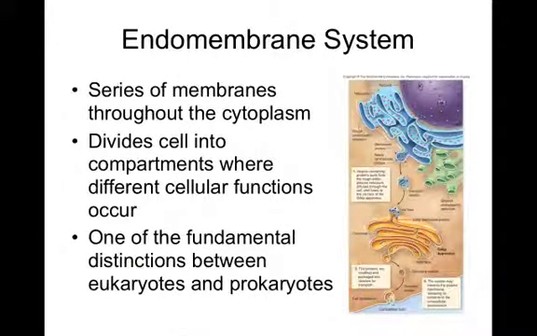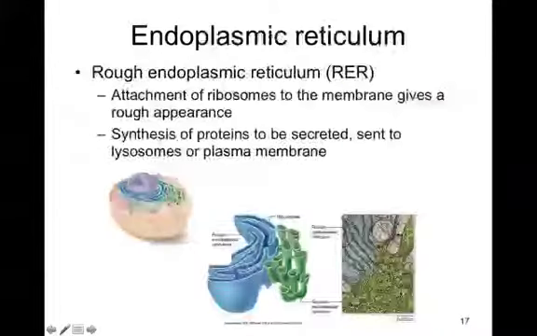Now, the endomembrane system is a series of membranes that's arranged throughout the cytoplasm, and it divides the cell into compartments where different cellular functions occur. This is one of the fundamental distinctions between eukaryotes and prokaryotes, as prokaryotes don't have any endomembrane-bound organelles. The components that we'll examine in this section involve the endoplasmic reticulum that's found continuous with the nucleus, and the Golgi apparatus, as well as the vesicles that transport materials between the two series of organelles.